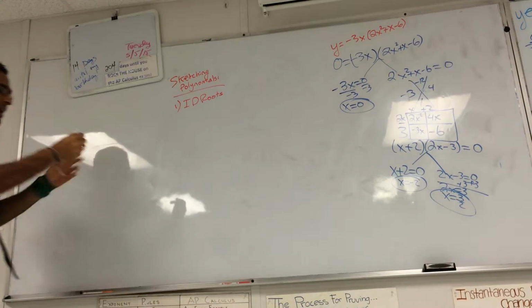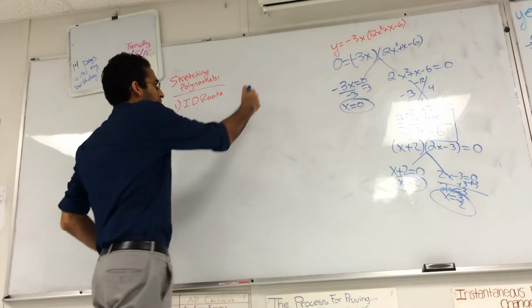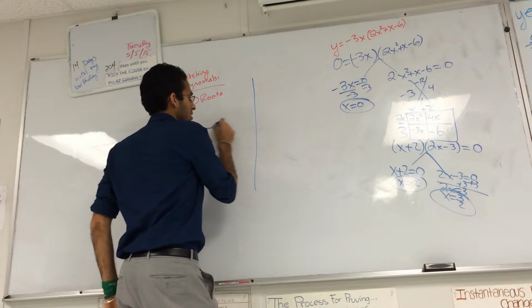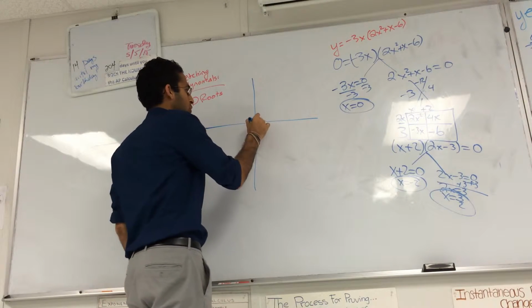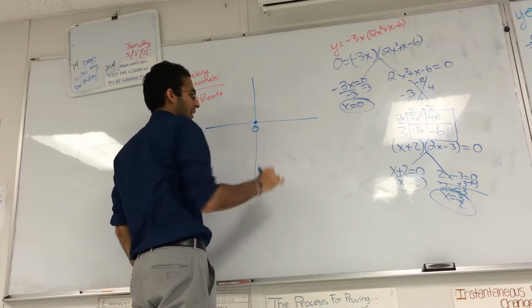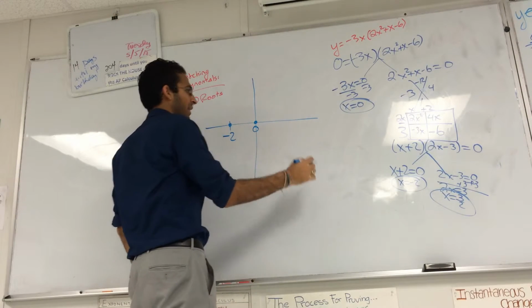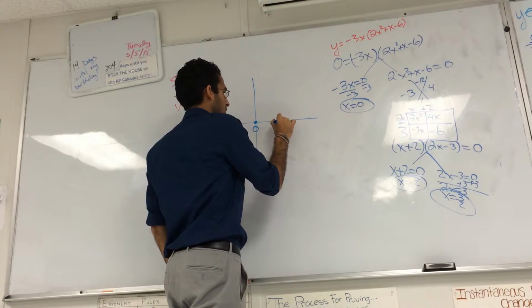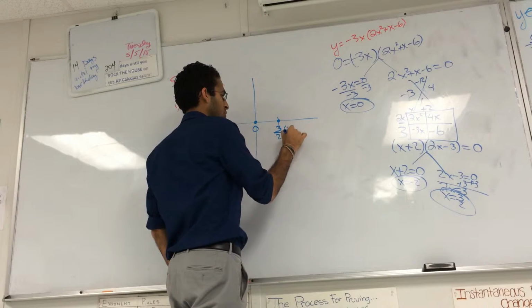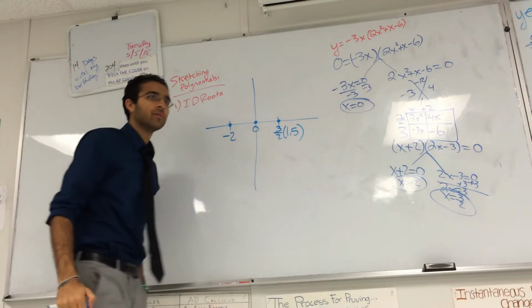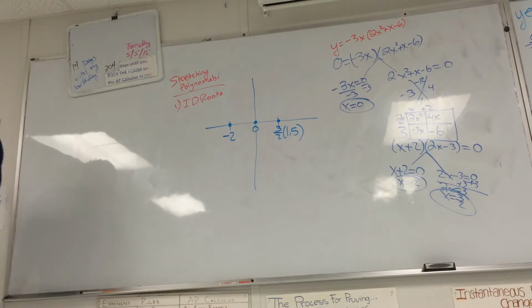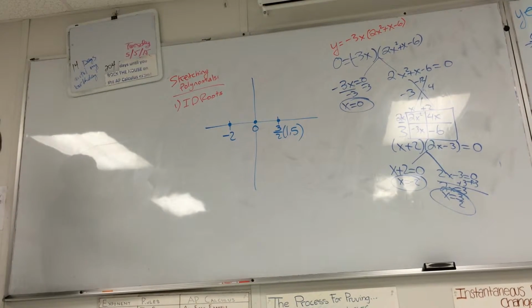All right. So now I would go ahead and draw my axes and just plot these roots. So here's a root at x equals 0. I'll label them. Here's a root at x equals negative 2. And here's a root at 3/2. By the way, 3/2 is the same as 1.5. So we got the roots.